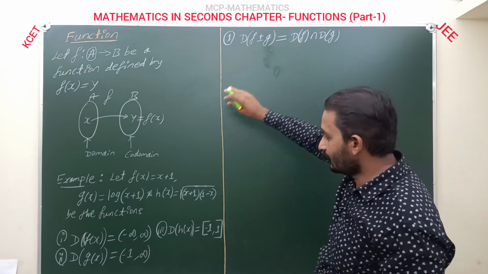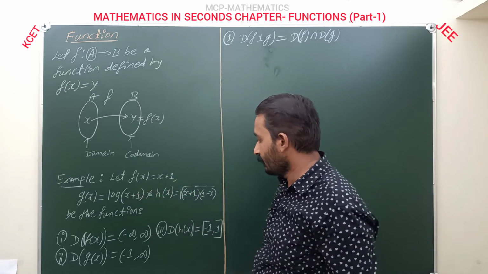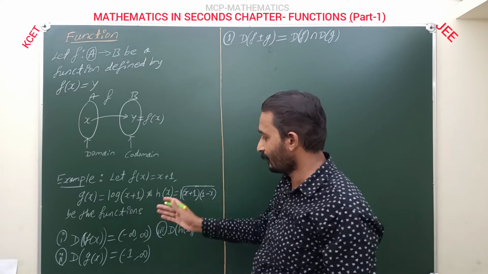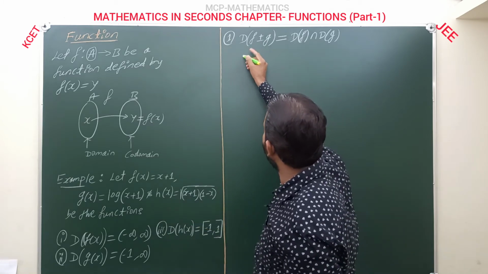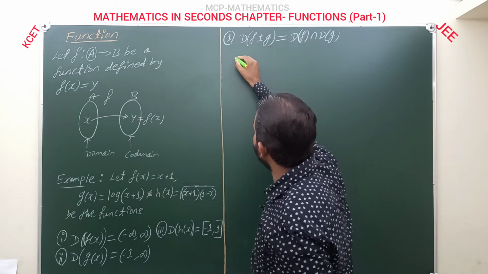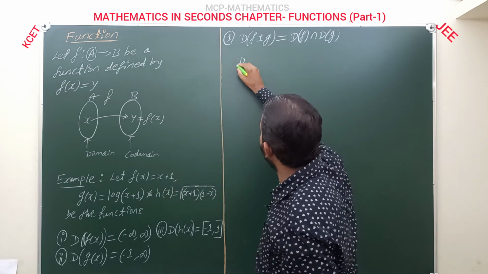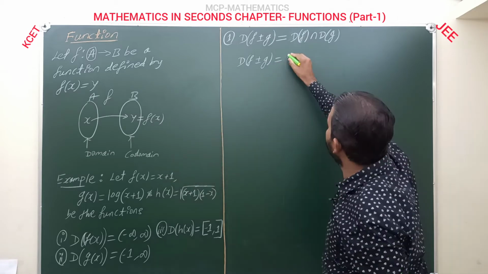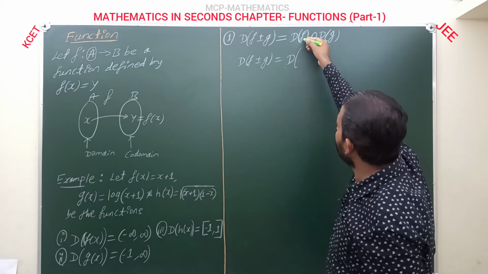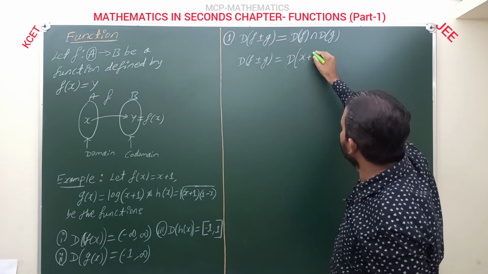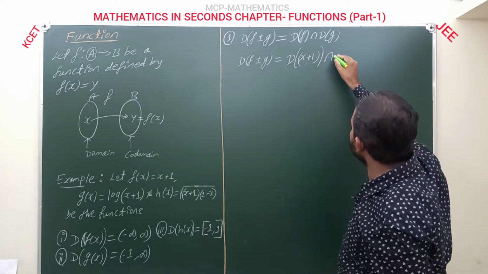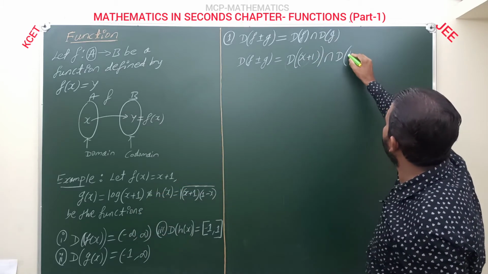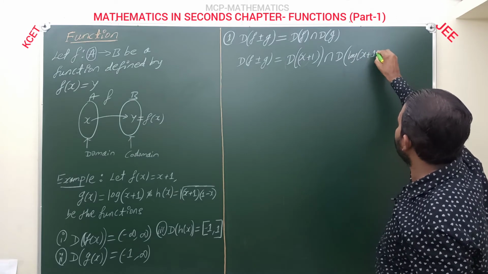So let us take these 2 examples. In this case we take one is a polynomial, another one is a logarithm, whatever it may be. So the domain of f plus or minus g in the above example is nothing but what in this case? f of x is x plus 1, intersection domain of g of x, in this case log of x plus 1.